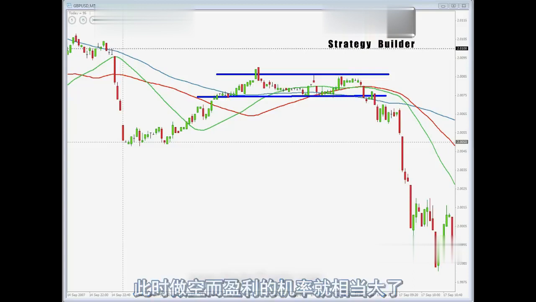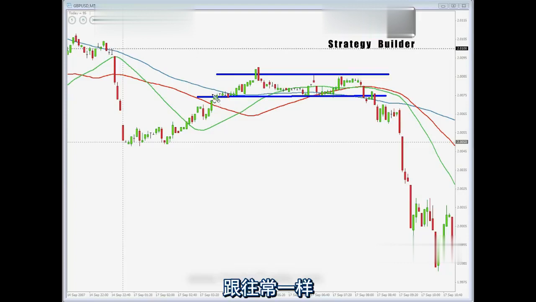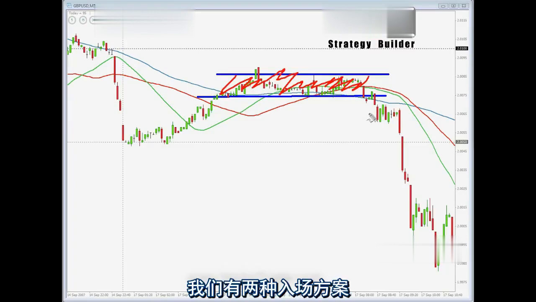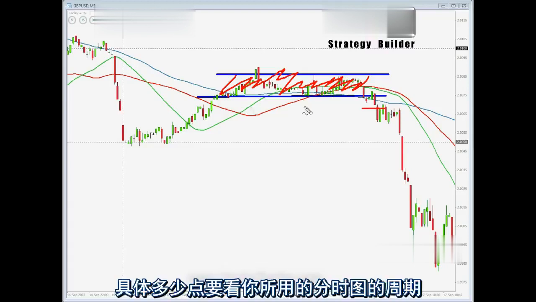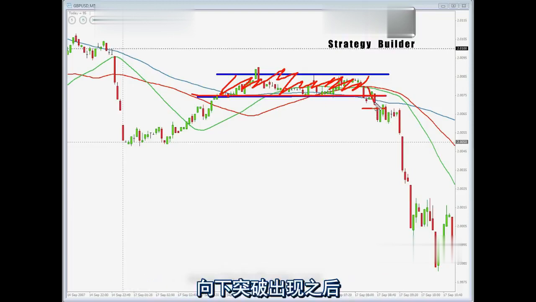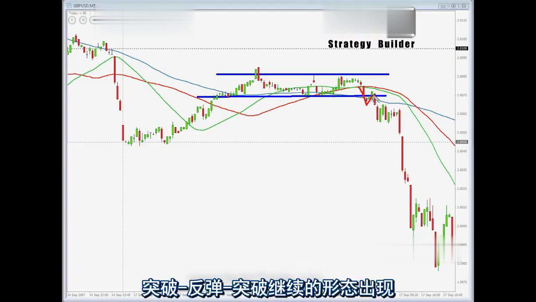Okay. Now, as usual, there are two ways to take the entry on the breakout of this congestion area. One, the aggressive way, as you guys know already, we've reviewed that on a previous video. You simply place a sell stop order, 5-10 pips, depending on what time frame you're trading, below the lower band of the congestion area, and as the breakout takes place, you will be automatically filled short in this trade. Or you wait for the breakout pullback continuation.